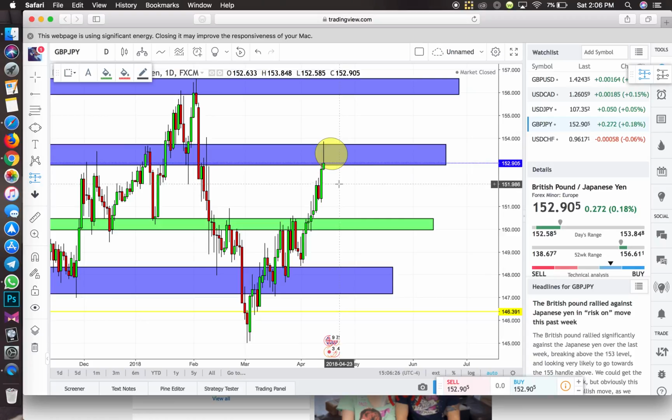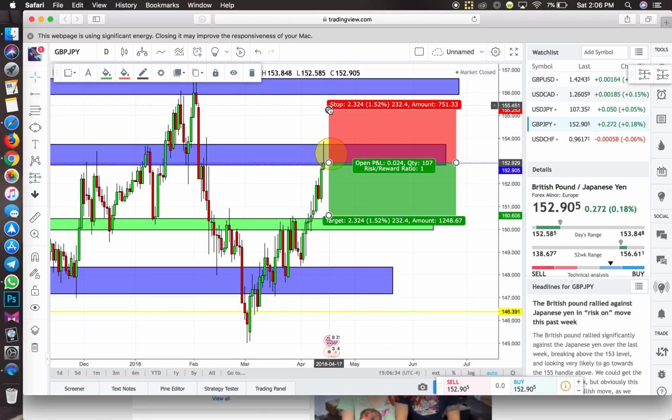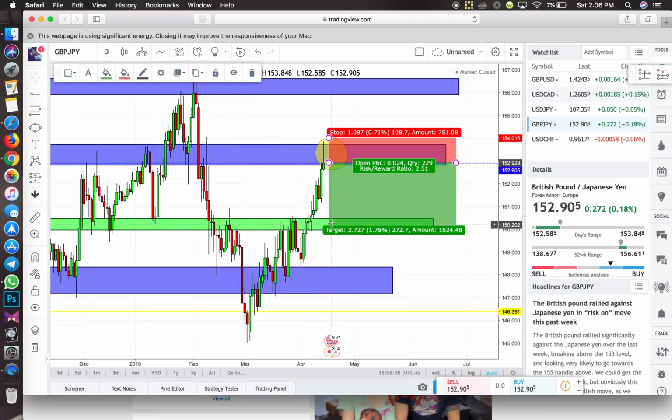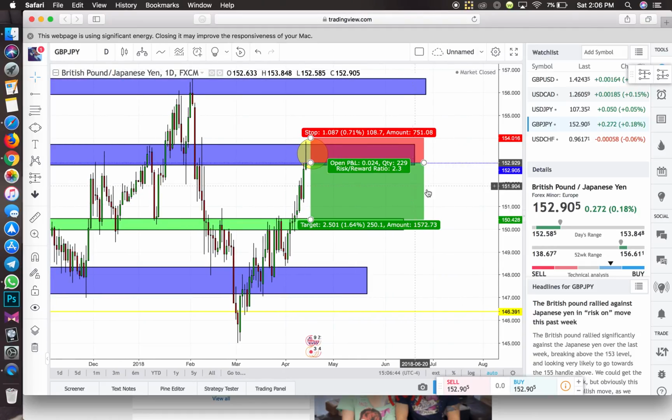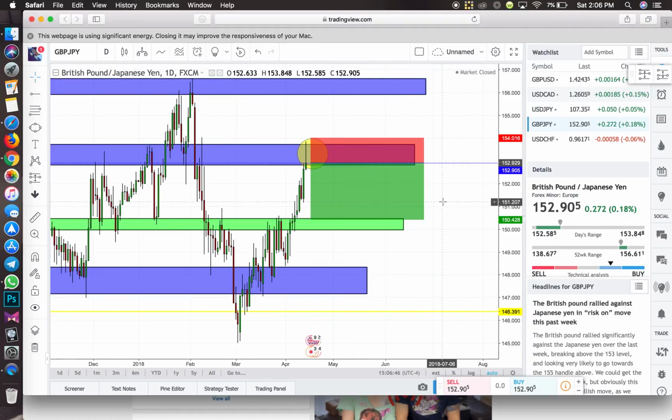But in this case, what if we see a reversal happen? We see another big wick with a red hammer. Well, we can probably look for an entry through here. Our stop would be above the highs, and target would be down here. And we'd catch about 250 pips. Our risk to reward ratio is 2.3. Right? And we can also look for swing trades on the way down.